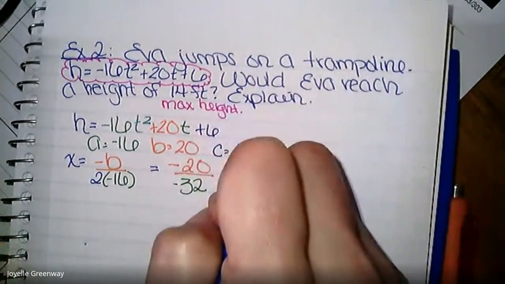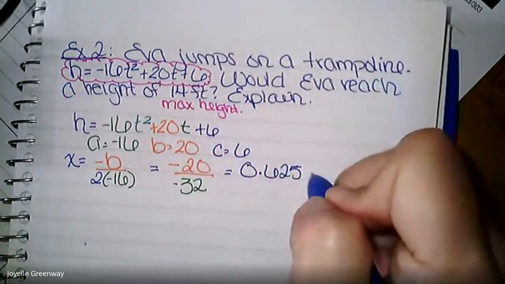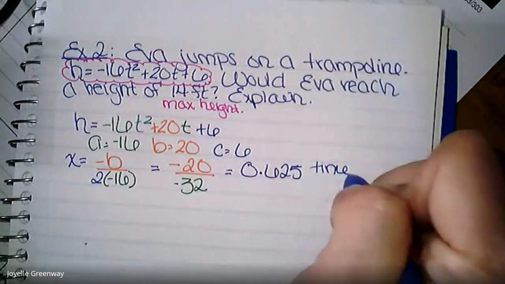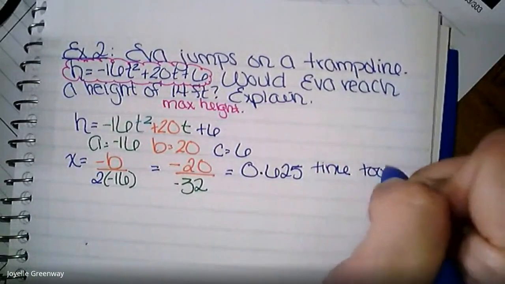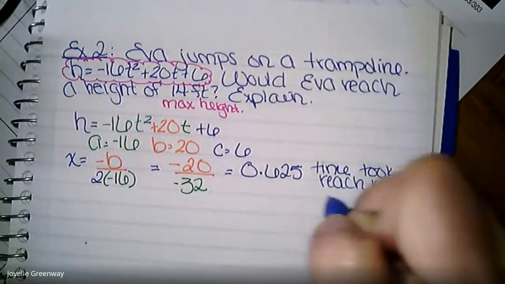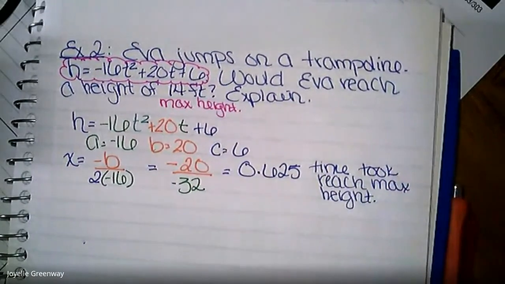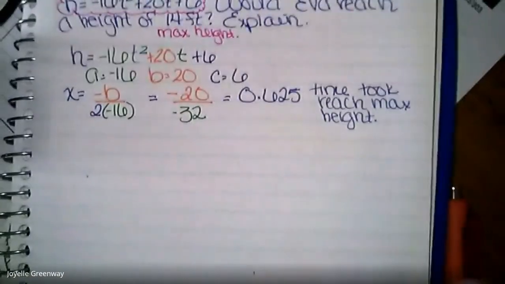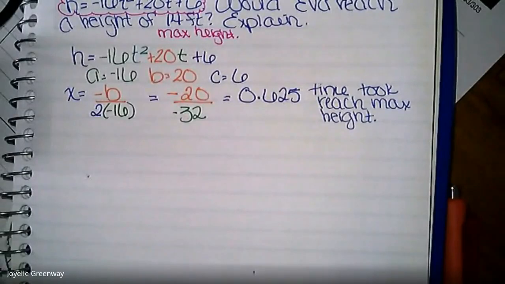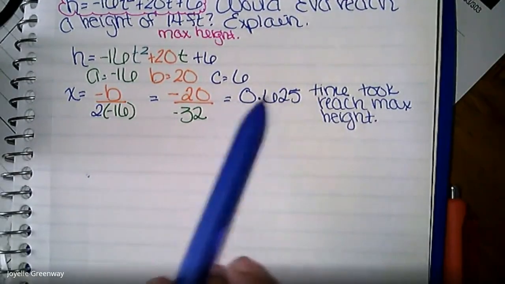This is the time, 0.625. This is the time it took for her to reach her max height. Okay, so it took her over a half of a second. So it took her 0.625 seconds to get to her max height. So in order to find her max height, I have to substitute this in for t.